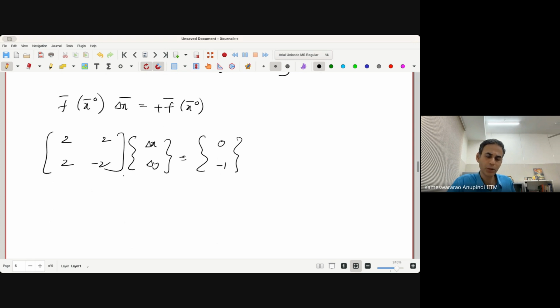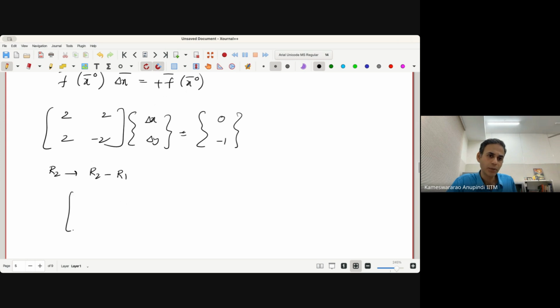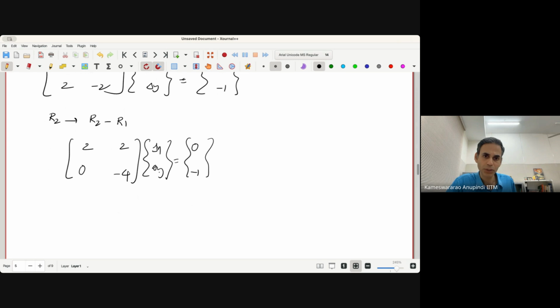Maybe it's basically similar to the Gaussian elimination you have done before. Then row 2 goes to row 2 minus M21, which is basically 1, times row 1, right? That means it's going to be [2, 2; 0, -4] times [delta x, delta y] equals, this is going to be 2 minus 2, that is 0, 2 minus 6... that is minus 4, and then minus 1. Then I can use back substitution.